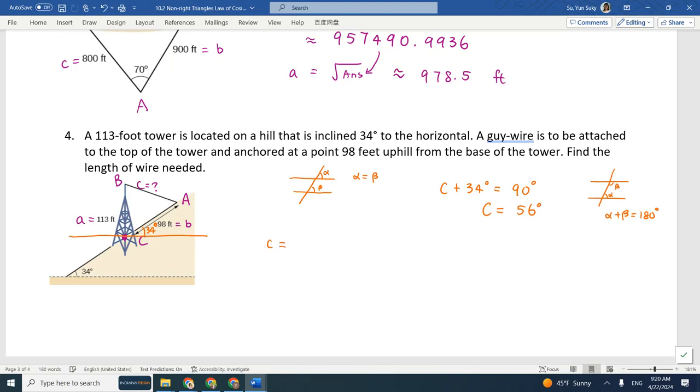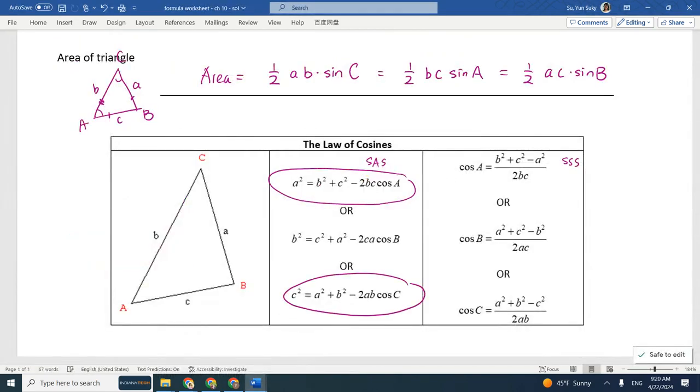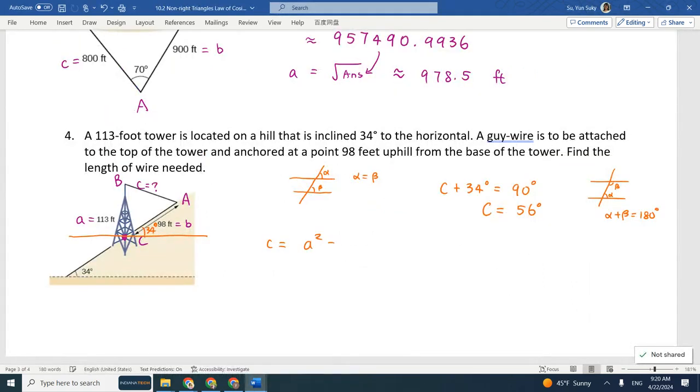We're looking for the side C. What is the formula? Here, right? So a squared plus b squared minus 2ab cosine C. Yep. What is A? 113 squared. B, 98 squared. Minus 2 times 113 times 98.